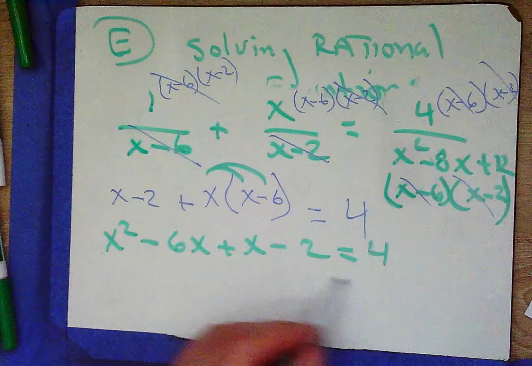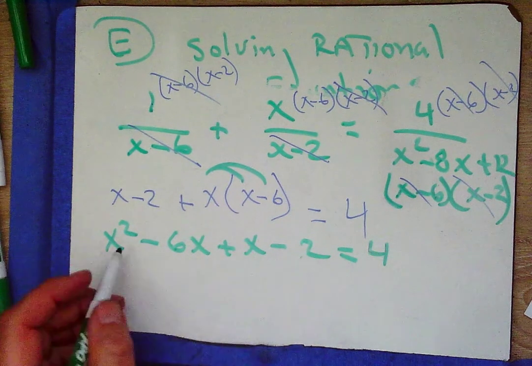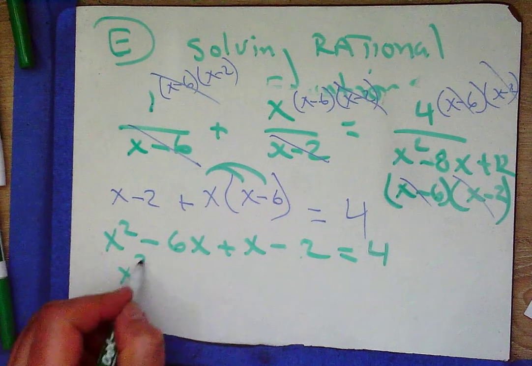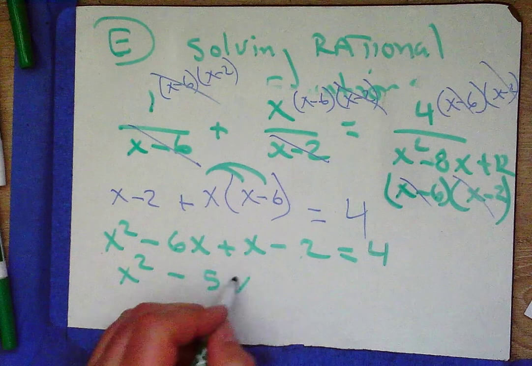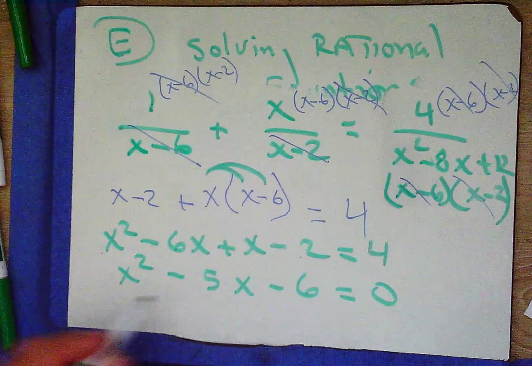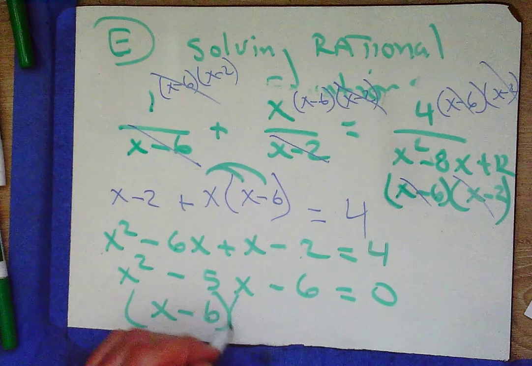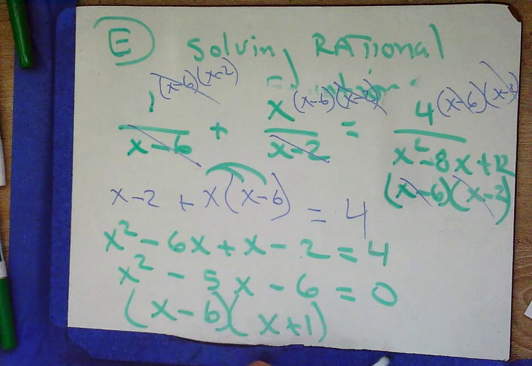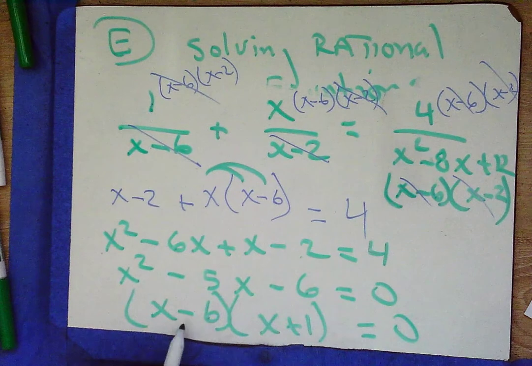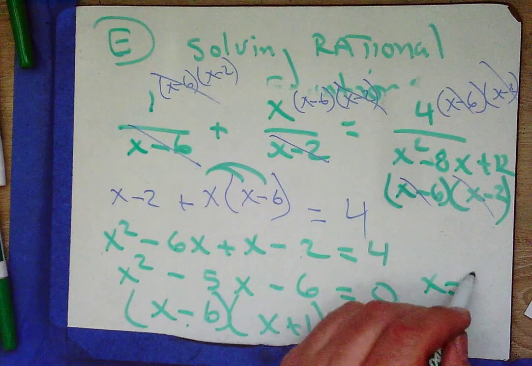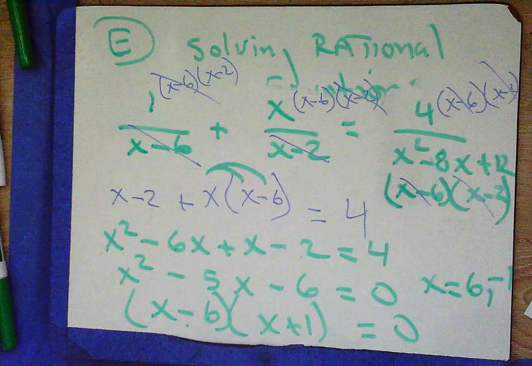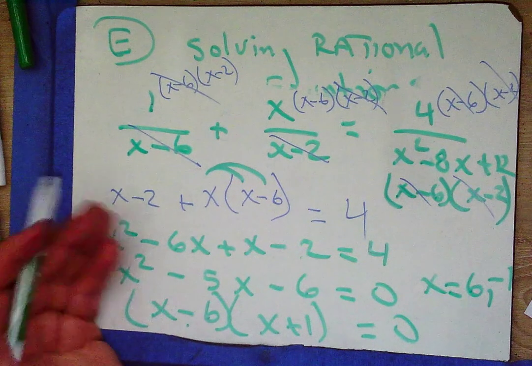And since it is a quadratic, I'm going to move this 4 over. Don't forget to combine like terms. x squared minus 5x minus 6 equals 0. x minus 6, x plus 1. So what do you get? 6 and negative 1. Remember, though, this is a must check.